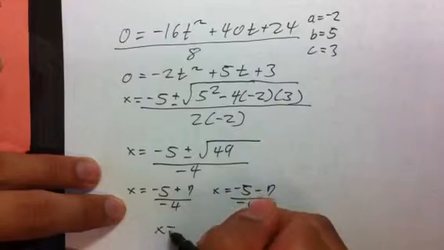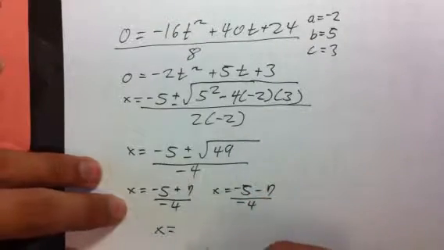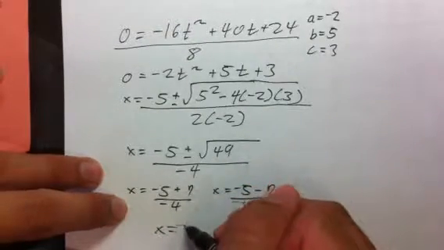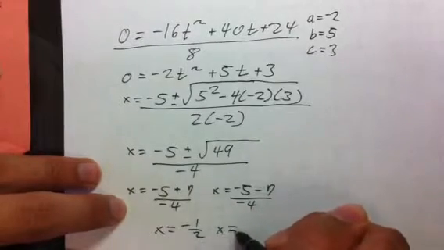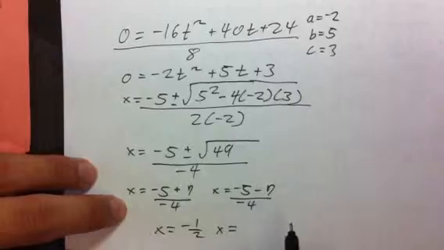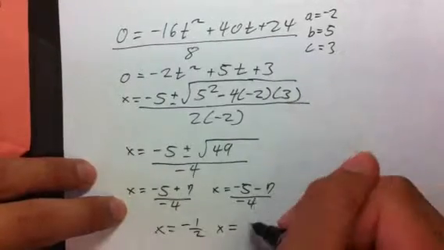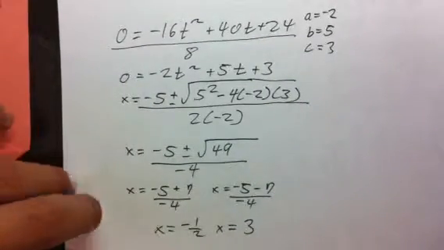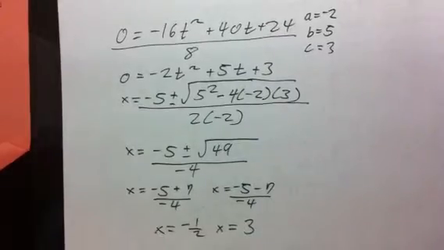So in this one, negative 5 plus 7 is 2. 2 divided by negative 4 is negative 1/2. And for x equals negative 5 minus 7, that is negative 12. Negative 12 divided by negative 4 is 3. Those are the two solutions.